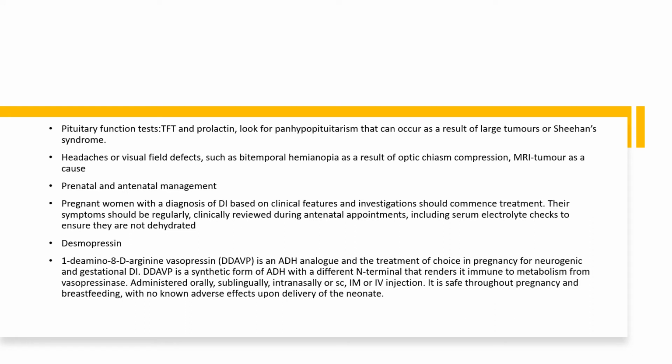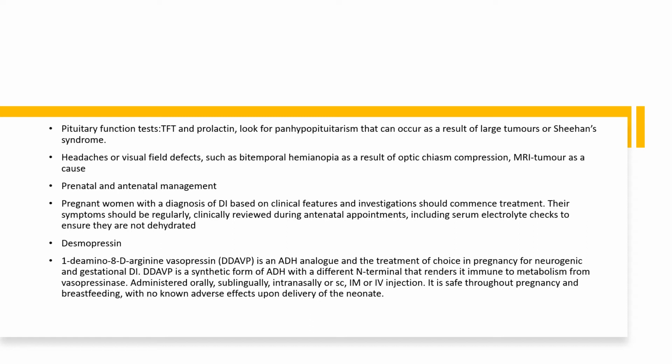Pituitary function tests like thyroid function tests and prolactin are done to look for panhypopituitarism that can occur as a result of large tumors or Sheehan syndrome. If the patient has headaches or visual field defects such as bitemporal hemianopia, then an MRI scan should be done to rule out a tumor. So, prenatal and antenatal management.